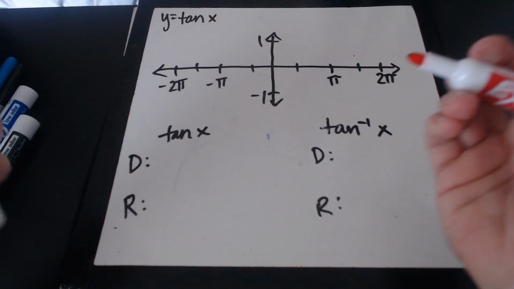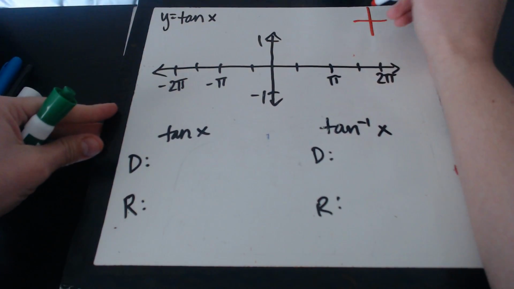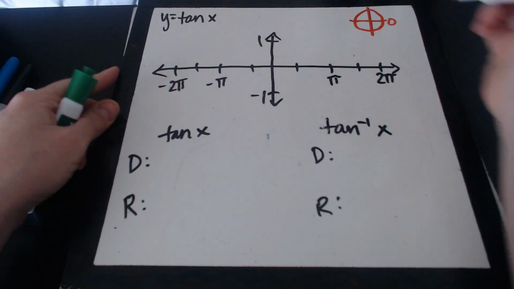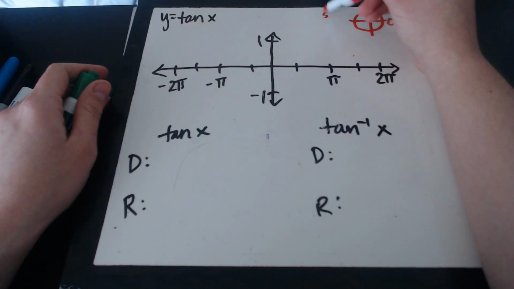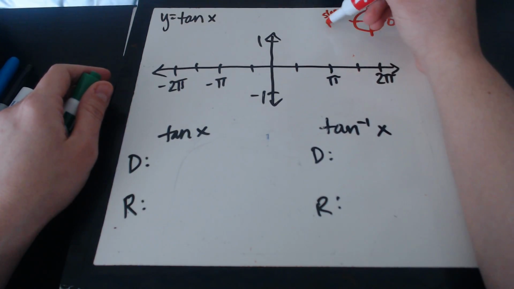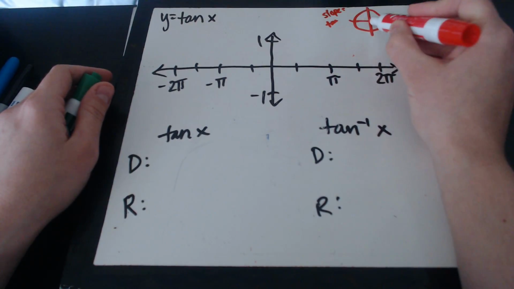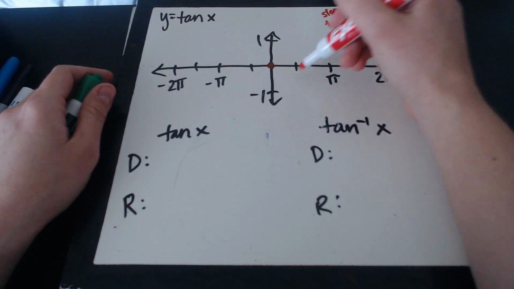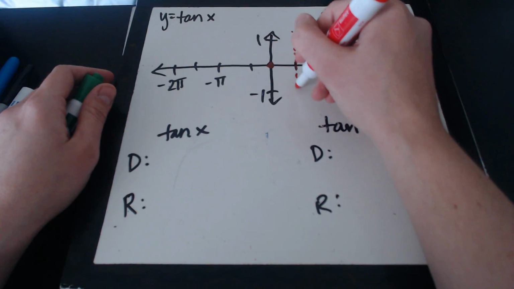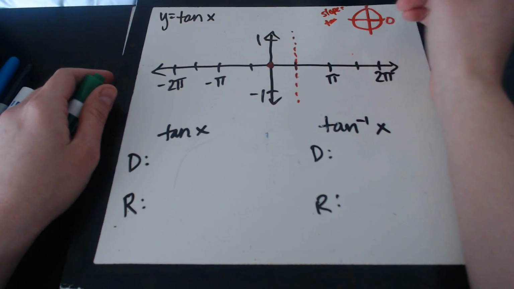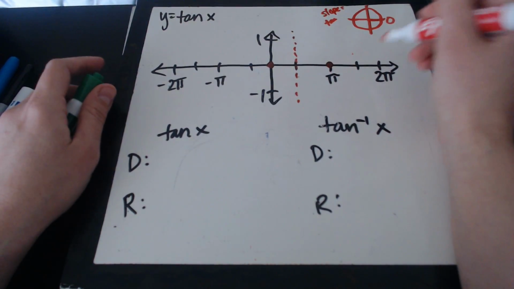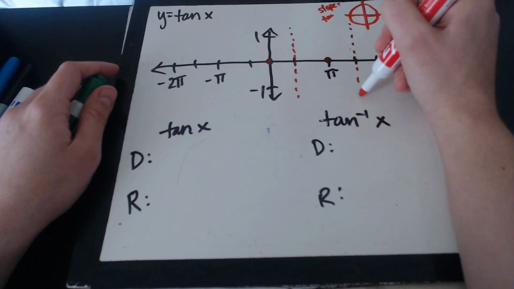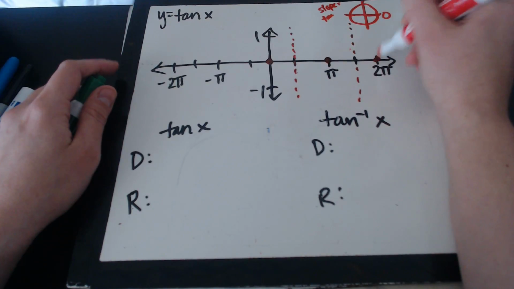All right, and then we're going to do the same thing for tangent. If you remember from the tangent video that I had you watch last week, with tangent we're thinking about the slope of the line at each of these values. So when I'm at 0, the slope of that line is 0. When I'm at pi over 2, the slope of that line is undefined, so that's where my asymptote lies. When I'm at pi, the slope of my line is 0. When I'm at 3 pi over 2, the slope of my line is undefined again. And then when I'm back at 2 pi, I'm back at 0.